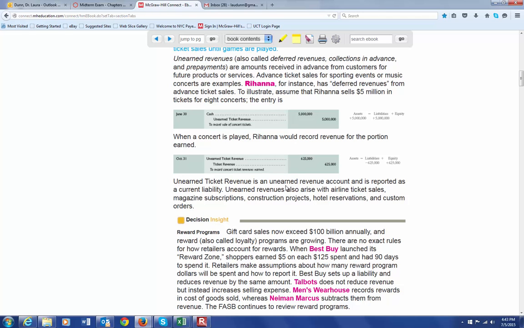Unearned ticket revenue is an unearned revenue account and is reported as a current liability. And then some other unearned revenues would be airline ticket sales, because until you actually take that flight, that company has not truly earned that money yet. Magazine subscriptions, because they generally last for a year or longer. And then other things like construction projects, hotel reservations, and custom orders.